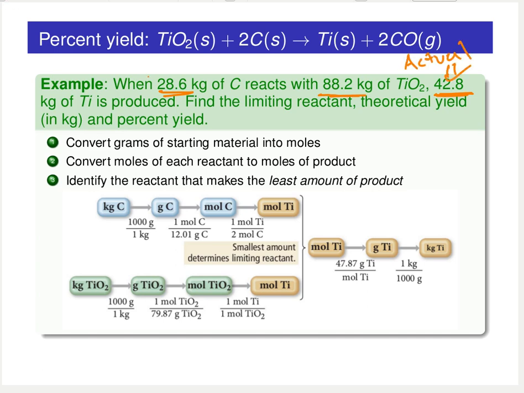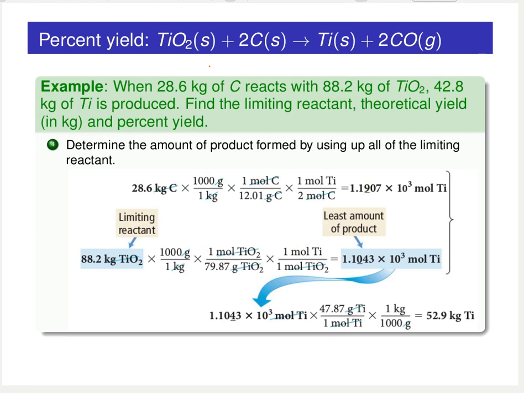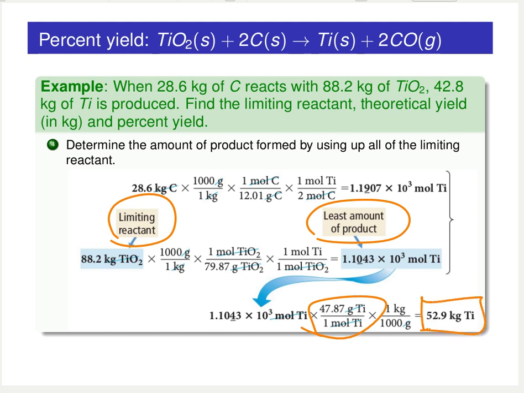We're going to proceed just as we did before, carrying out those conversion factors outlined in the previous video. We can plug in the values. We will then determine the limiting reactant, which is, once again, titanium dioxide. We'll determine the amount of product that reacting all that limiting reactant will produce. We will then multiply by the molar mass of titanium and ultimately switch it over to kilograms to figure out the theoretical yield of titanium. So there's the theoretical yield of titanium right down there.